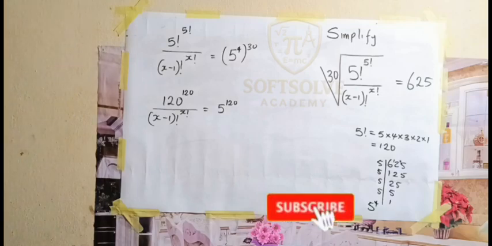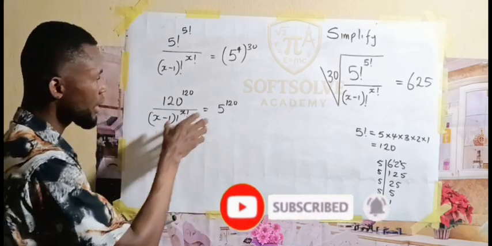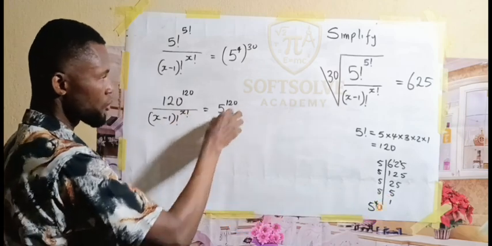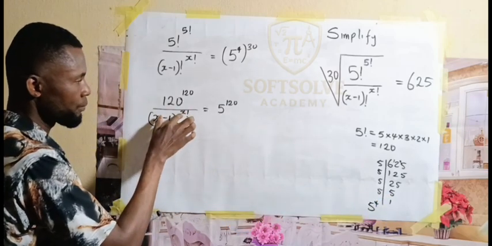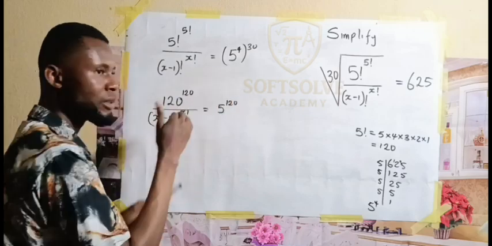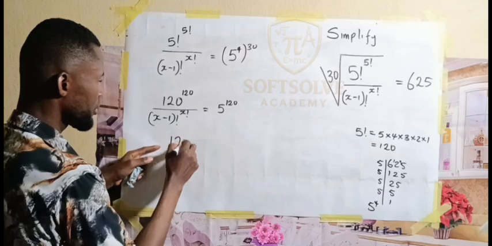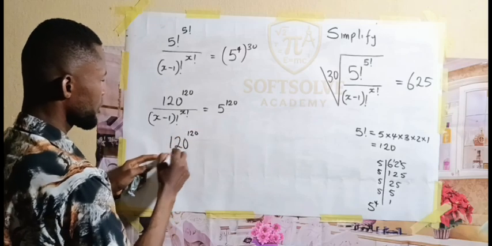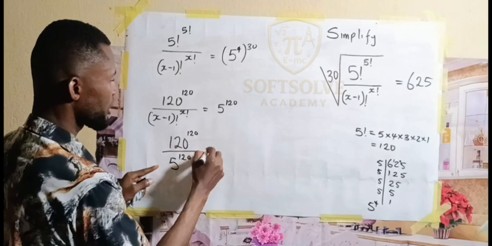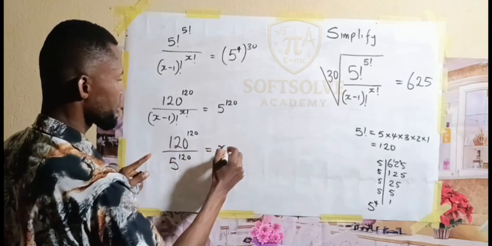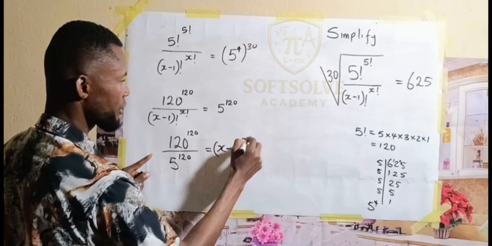If I try to cross replace, this is over 1, so this x minus 1 factorial to the power of x factorial can come down and replace it. So we have 120 raised to the power of 120 over 5 to the power of 120, and that should be equal to x minus 1 factorial raised to the power of x factorial.